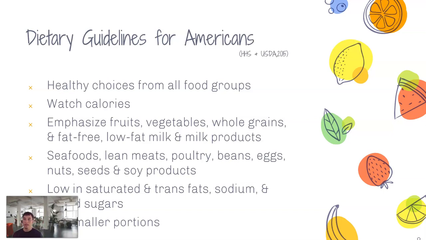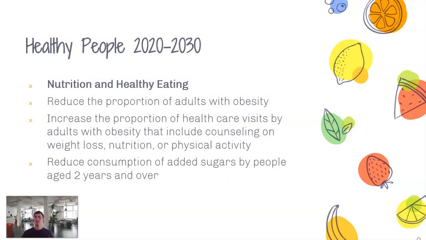And the big takeaway is to limit your saturated and trans fats paired with sodium and added sugars. If had in moderation, all of these food groups equal a balanced lifestyle. It's just all about maintaining portions. So let's look now at Healthy People 2020 through 2030.